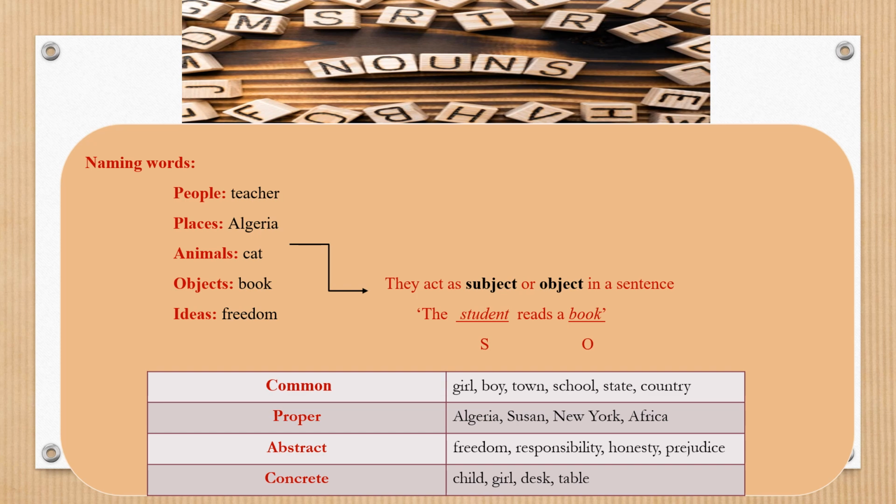Nouns can be classified into different types. We have common nouns like girls or town, proper nouns such as Algeria or Susan, abstract nouns which describe ideas like freedom or honesty, and concrete nouns which refer to physical things you can see or touch like table or child.